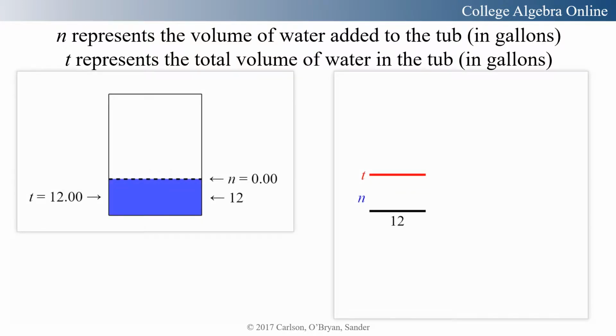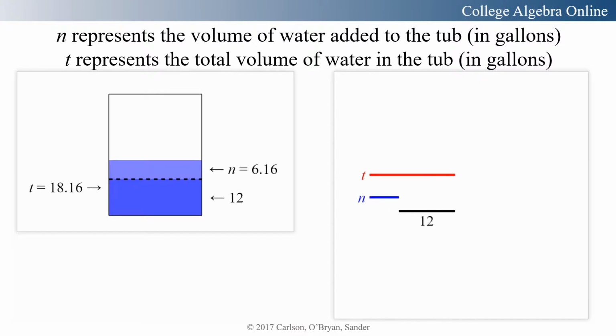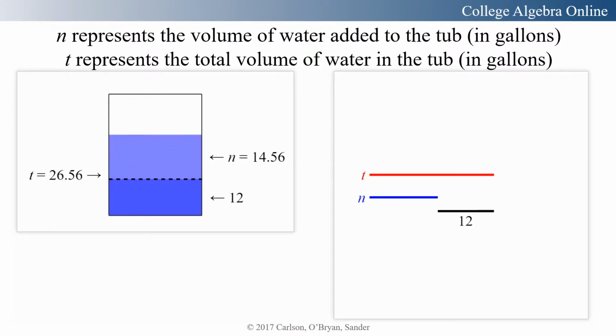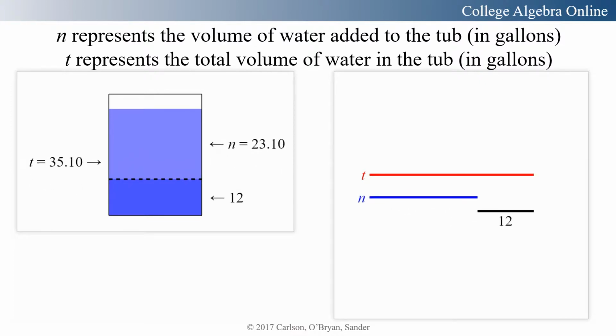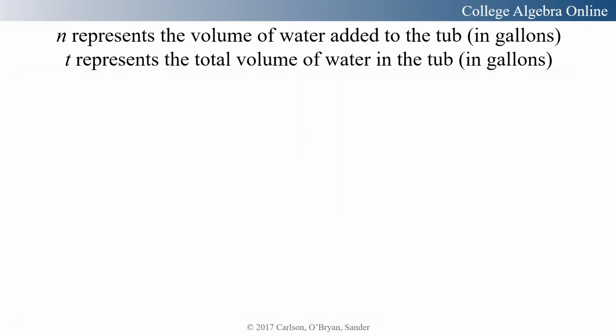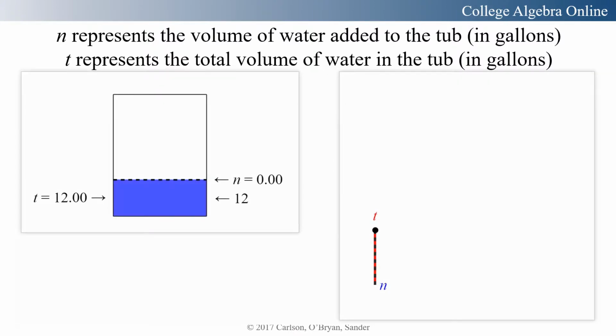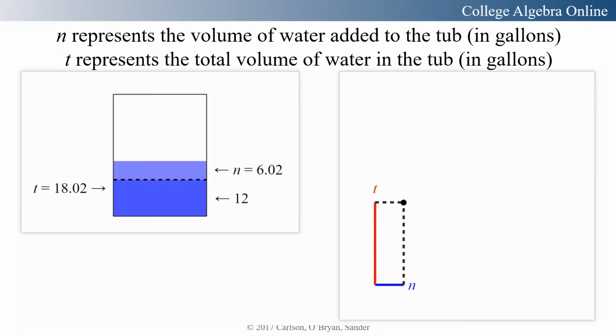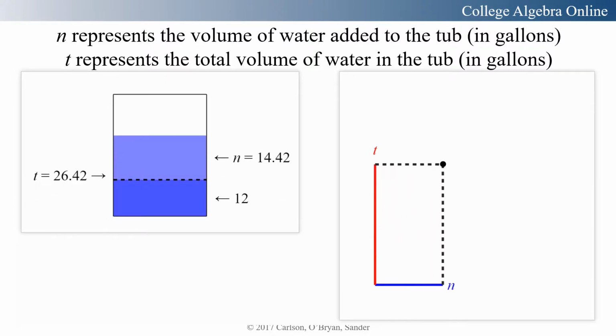We can use two line segments whose lengths represent the values of these quantities. For any volume of water added to the tub, the total volume is always 12 gallons more. If we turn one of the line segments and place them end to end, we can use a point to simultaneously represent the values of both quantities.